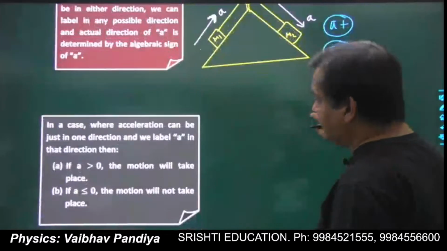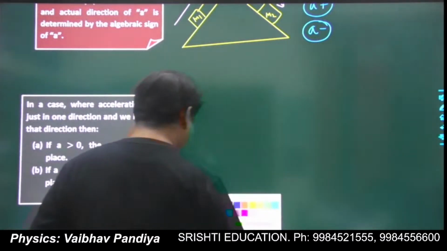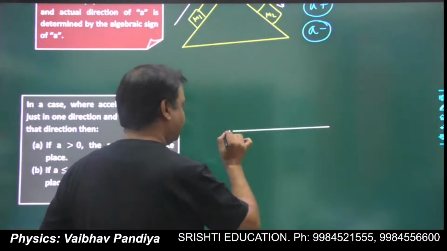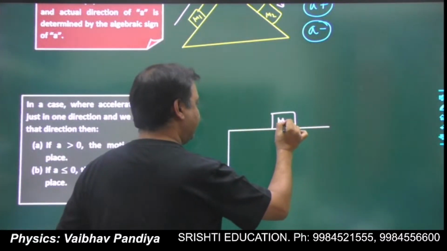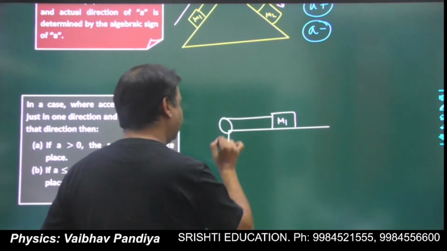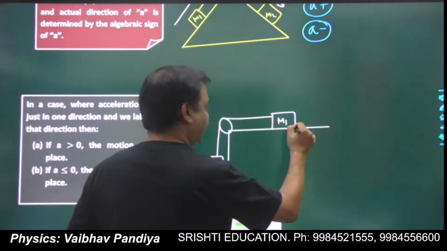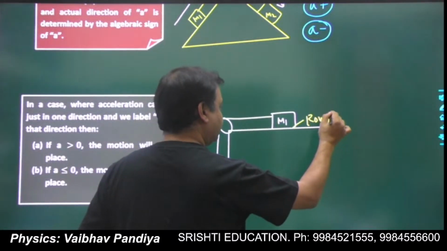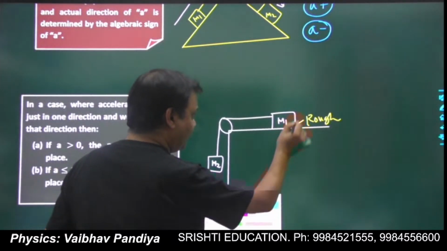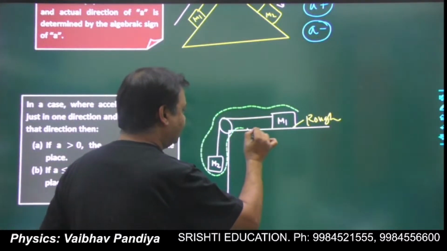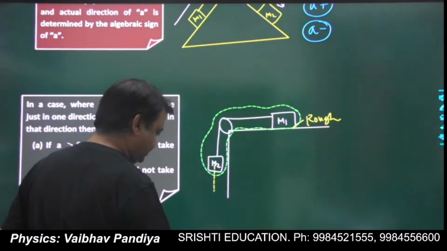Now see, in the cases where there is only one possible direction of acceleration, suppose we have a rough table, and we have a block, say M1, and there is a pulley, and this is a block, say M2. If I want to know the forces acting on this, of course N will balance M1G, and here gravity will act.